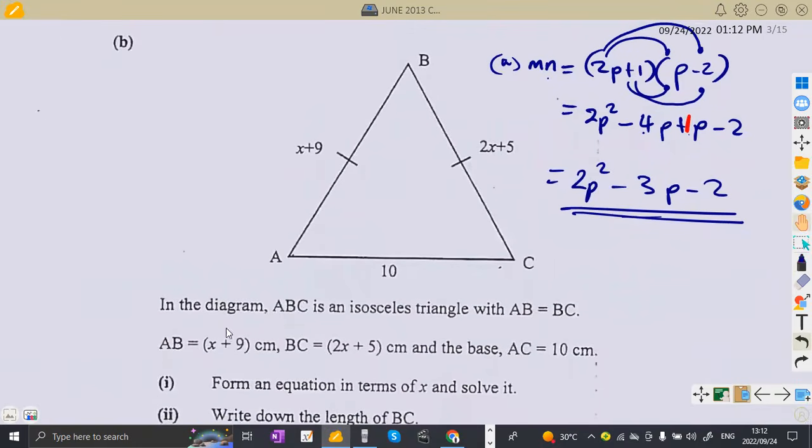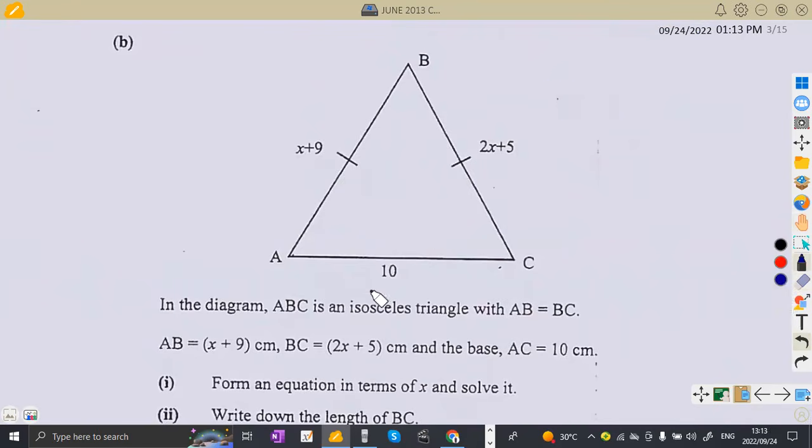On the B part, we are given in the diagram that A, B, C is an isosceles triangle. Meaning these two sides, AB and BC, are the same, of equal length. We are given them in terms of X, but we are saying they're equal. And we have AC, which is 10.